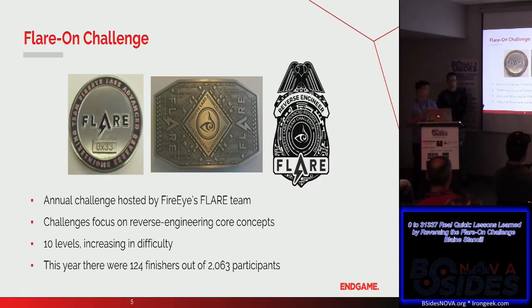Again, each increasing in difficulty, and per tradition, as a reward for completing the challenge, FireEye typically gives out a prize to all the winners at the conclusion of the contest. The first year that the Flare-On Challenge was held, the winners got a challenge coin. The second year, they got a belt buckle, and this year's prize is this neat-looking badge, which is supposed to be shipped by the end of this month. So, this challenge actually started in 2014, and it's been going on every year since then. And this year, there were actually 124 finishers out of 2,063 participants, and 7 of those finishers were from the U.S., which included me and Blaine.